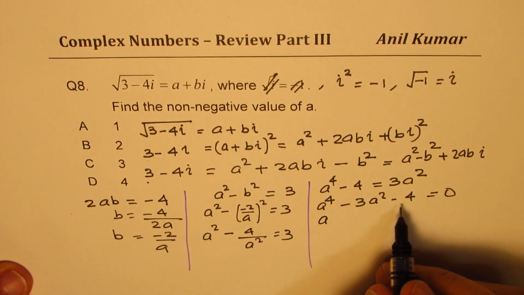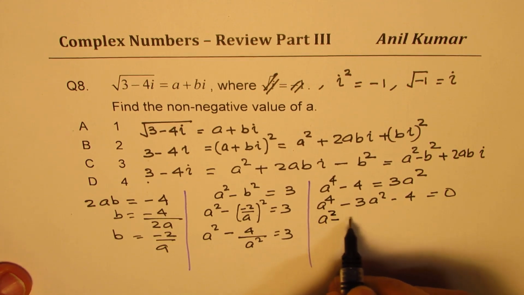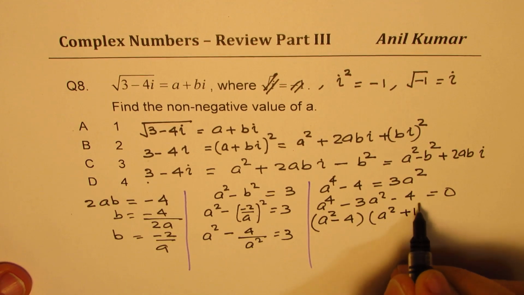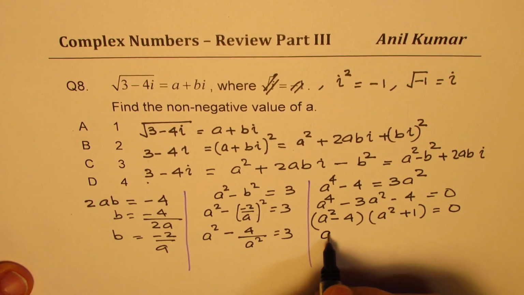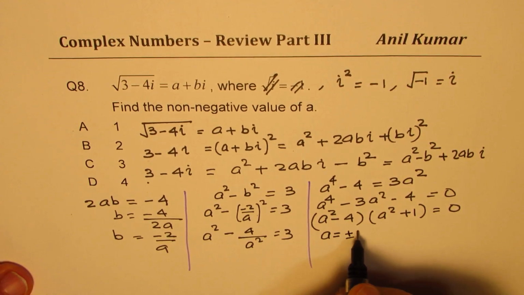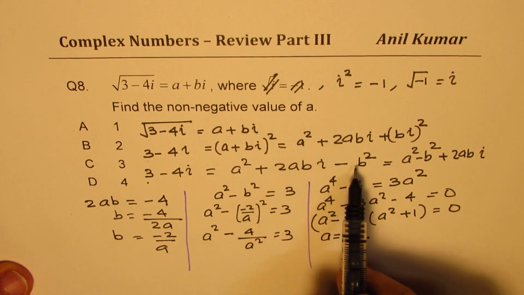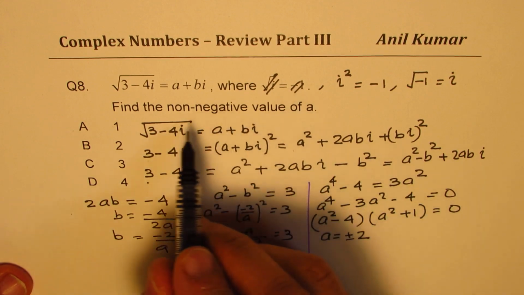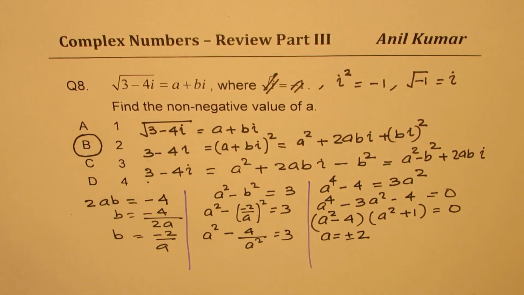So we're looking for a product of minus 4 and sum of minus 3. So we can have this as (a squared minus 4) times (a squared plus 1) equals 0. Now that gives us two answers for a, which is a equals plus or minus 2. Here a squared plus 1 has no solution since a and b are real numbers, right? So a is plus or minus 2. We are looking for the non-negative value of a. So therefore option B is the right option.